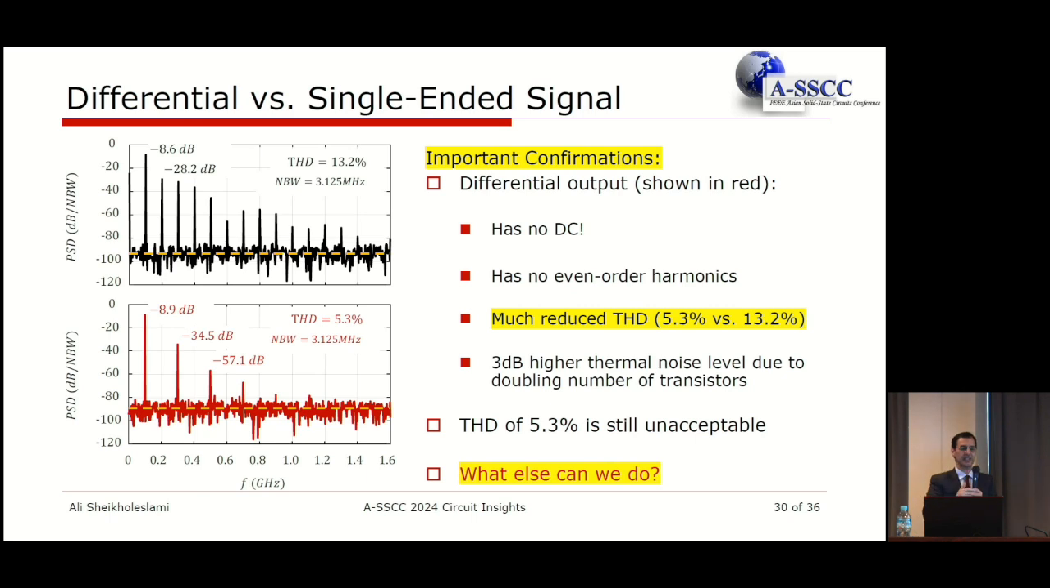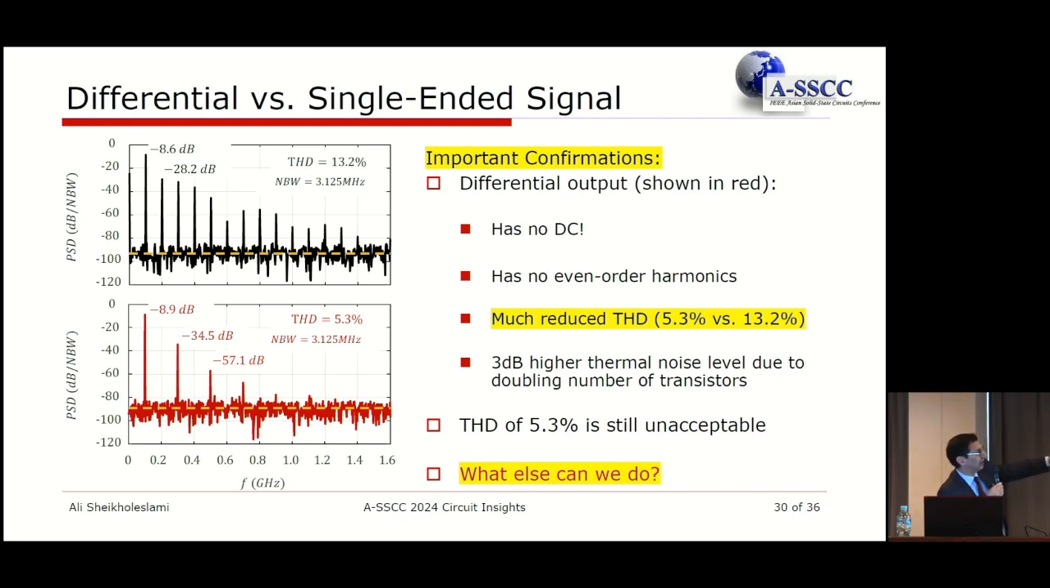To see this, look at this. The black shows the previous figure I showed you for the single-ended amplifier. The red shows the one for the differential pair. Now look at the difference. All the even harmonics are gone. DC is certainly gone. There's no DC tone and there's no DC power anymore. And the second, fourth, and so on, all the even ones are gone.